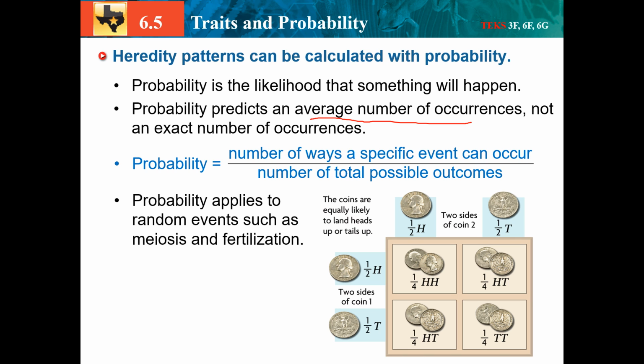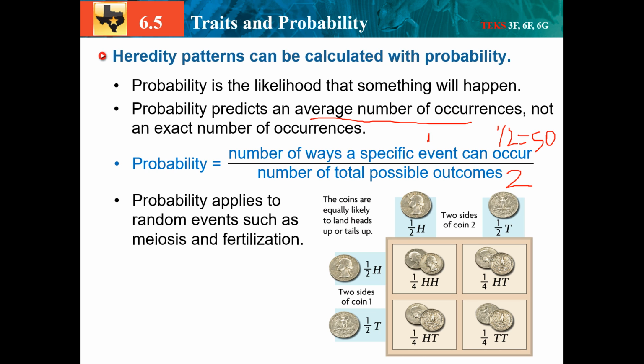And this is the formula for probability. So it's the number of ways a specific event can occur, which for flipping a coin would be 1, and then the number of total possible outcomes, which with flipping a coin can either be heads or tails. So you have 1 over 2, which is 50%.